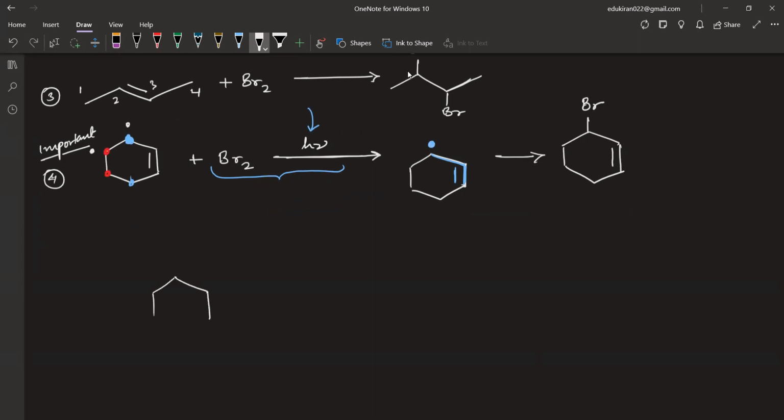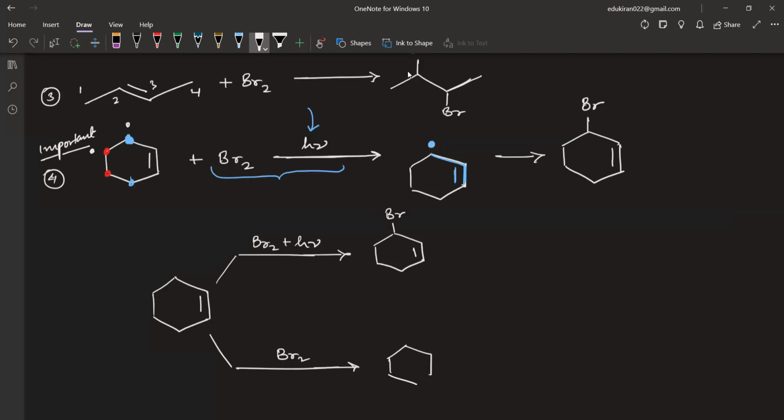If you have some alkene type of thing, and there is Br2 plus H nu. If you have Br2 plus H nu, then you are going to do free radical halogenation. The Br will be here. And if it is only Br2, that means it is going to give me vicinal dibromide. Br here and a Br here.